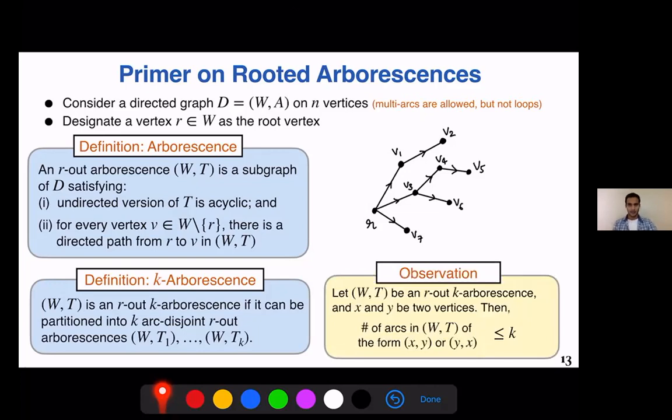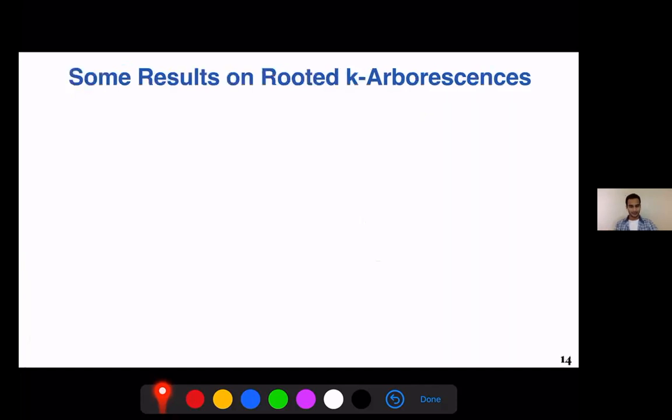Here is an observation that will come in handy in a few slides. Fix a rooted k-arborescence and consider any two vertices X and Y. Then the number of arcs in this k-arborescence with endpoints X and Y is at most k. This follows from the property that arborescences are acyclic and that a k-arborescence is a union of k many arborescences.